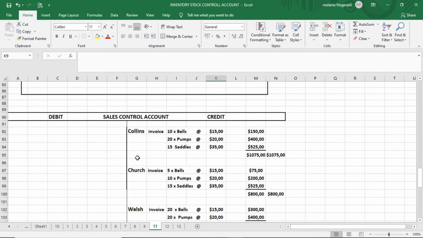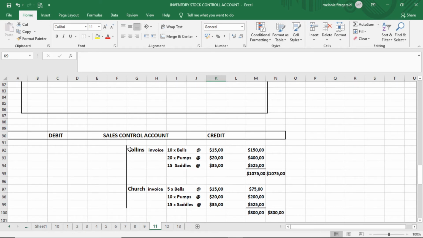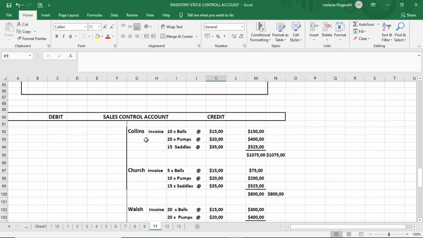Okay, so on the sales control account, we're going to enter those amounts that they bought from us on the credit side. So Mr. Collins' invoice, 10 bells at $15, there's the $150. 20 pumps at $20, there's the $400. 15 saddles at $35 is $525. Comes to a total of $1,075. All of this excluding VAT. Okay, remember that. In the sales control account, we don't put in the VAT.